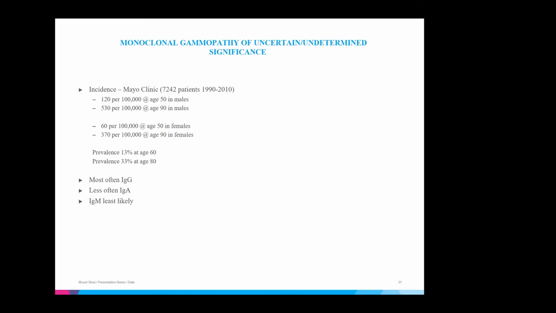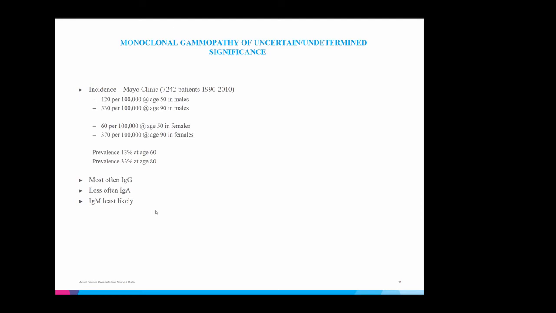So what about MGUS, monoclonal gammopathy of uncertain or undetermined significance? We see this a fair amount in hematology, and the incidence is certainly there as the population gets older. The incidence is 120 per 100,000 in males at the age of 50, but rises to 230 per 100,000 at age 80 in males. For reasons that we don't quite understand, the incidence is lower in females, but then again, all B cell malignancies seem to be more common in males than in females.